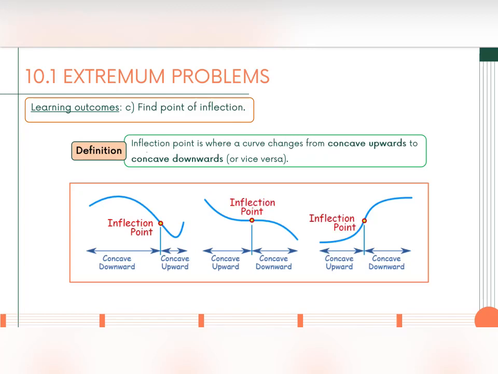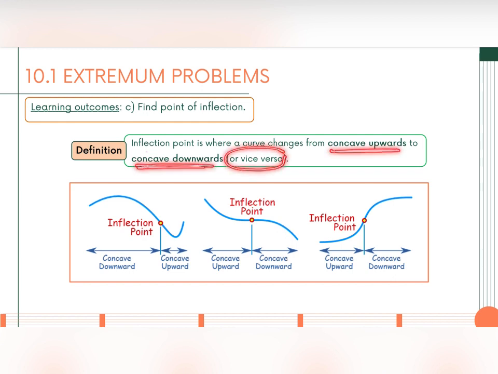Okay, hello guys. So in this video, kita akan tengok learning outcomes yang ketiga for 10.1 experiment problems, which is find the point of inflections. Okay, so first of all, what is meant by inflection point? So inflection point is where a curve changes from concave upwards to concave downwards or vice versa. Vice versa ni maksudnya it can be either upward to downward ataupun opposite lah daripada downward to upwards. Okay, so dua-dua tu pun kita akan dikategorikan sebagai inflection points.